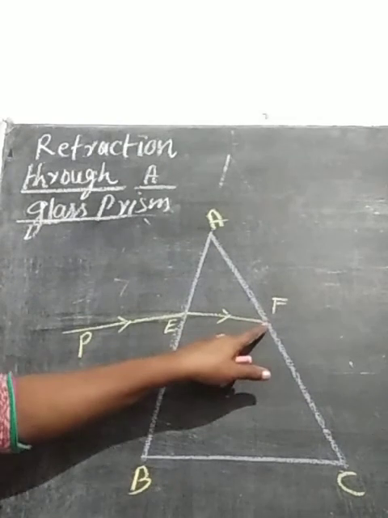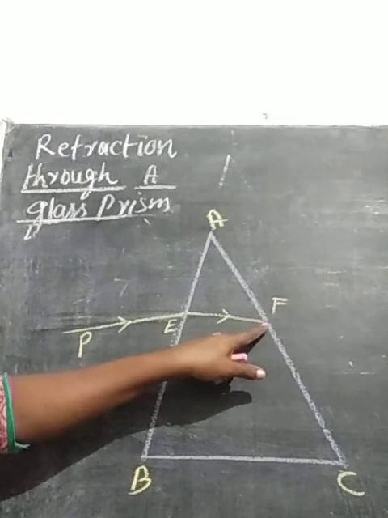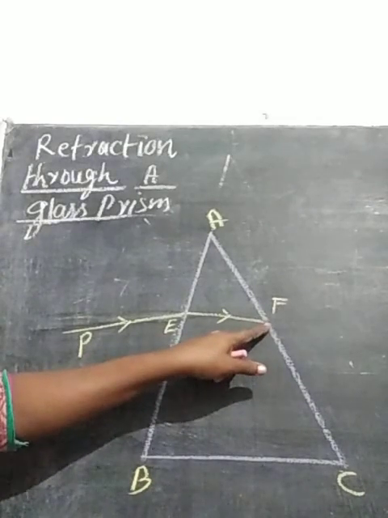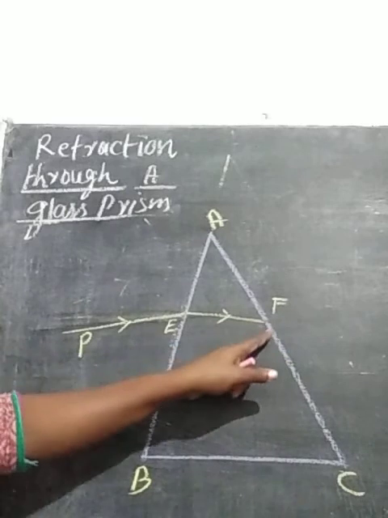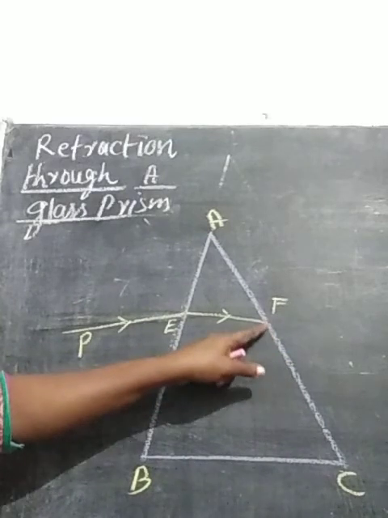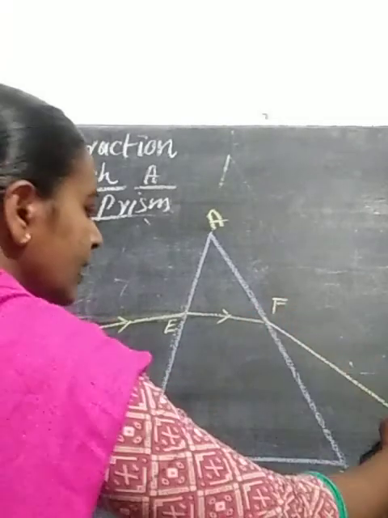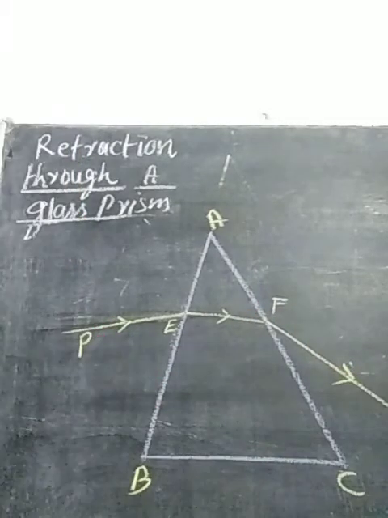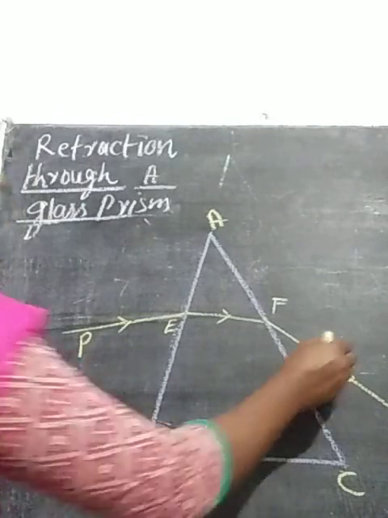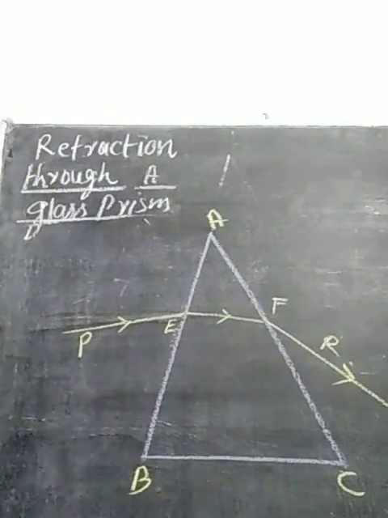And again this is another point of intersection. This is the end of the glass, and here the new medium, air, starts again. At this point F, the light ray has to suffer refraction one more time, and this is the finally refracted ray. Let me mark that final ray as RS.